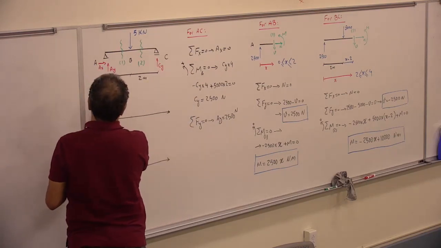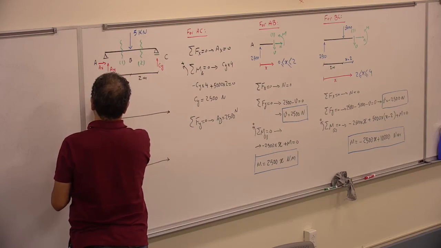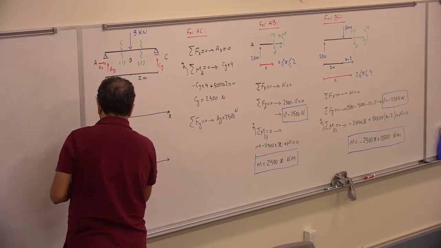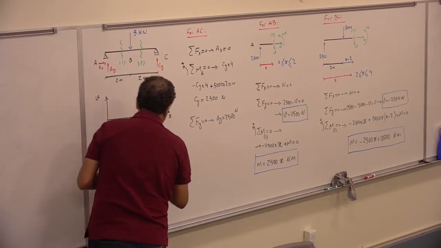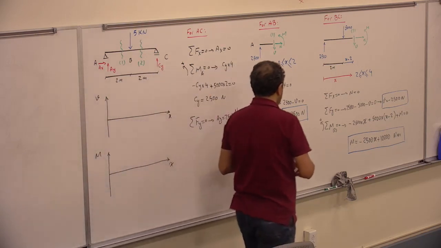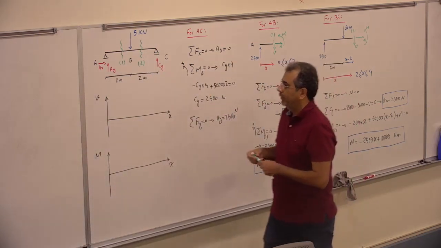So it's going to be there. This one is going to be V. This one is going to be the M and X. And brown.